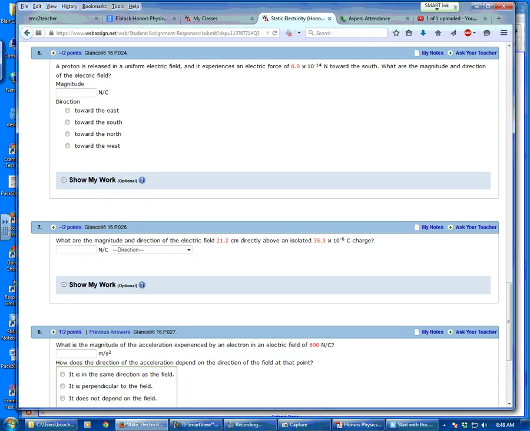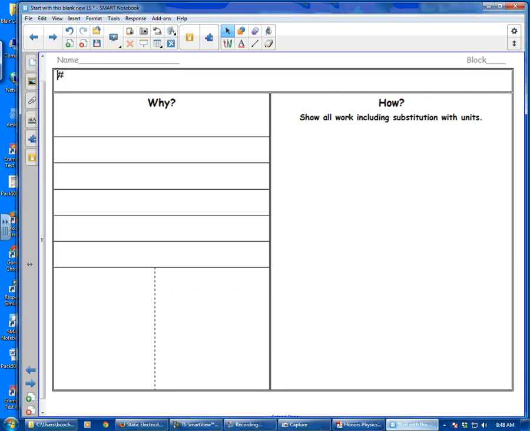Alright, so number 6 was the next one asked for. We have a proton, it's released in an electric field, experiences this much force towards the south, and they want to know the magnitude and direction of the electric field. Right off, probably your first good statement would be that a proton has one quanta of positive charge.